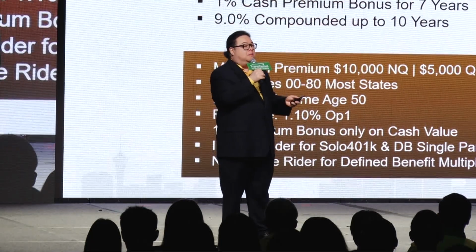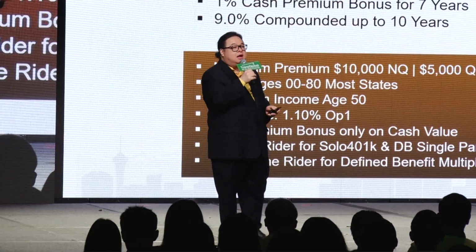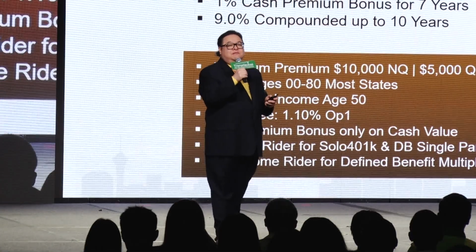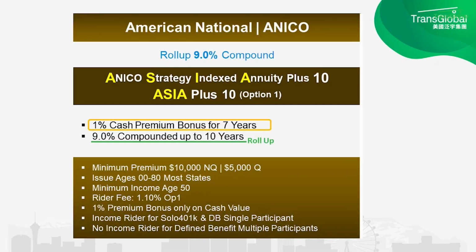The reason why I want to talk about this is because this one is not the best income, but it is very, very good for defined benefit and solo 401k. If you are using solo 401k, you can add the rider. Okay, this 9% compound is pretty good. If we are using defined benefit, you cannot add the rider, but it does have a 1% bonus on the cash side for 7 years for every premium you add in. And again, this is flexible premium. So the reason I want to talk about this is because it is good for solo 401k and defined benefit.